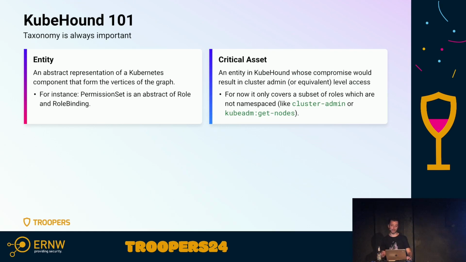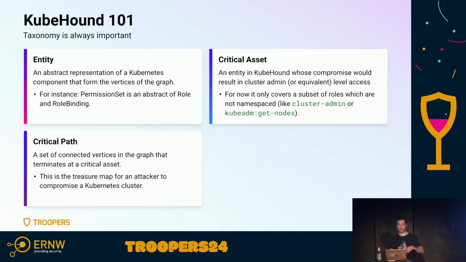You have critical assets, and critical assets are really important in our model. It's basically the end goal where we try to create the graph. When you reach a critical asset, we end the graph. It's like, okay, it's done, it's game over. It's like being domain admin, but it's more cluster admin that is of interest to us. Basically it's a path that leads to this critical asset. That's what we call a critical path.